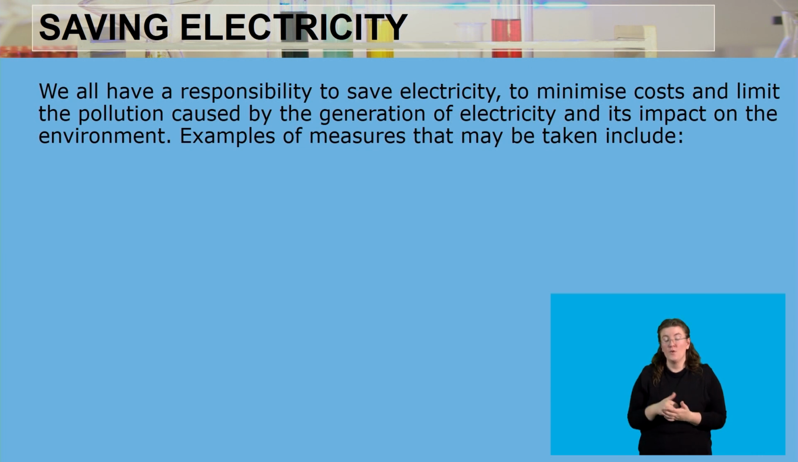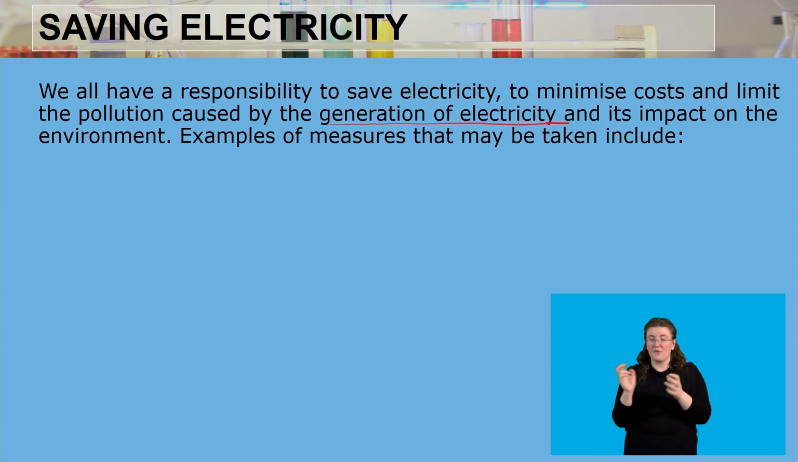So we all have a responsibility to save electricity, to minimize cost and limit the pollution caused by the generation of electricity. We know that in the generation of electricity we are using coal, and coal is causing the pollution. So therefore, when we are saving electricity, we are actually even minimizing the pollution. So we all have that responsibility of saving this electricity so that we can minimize the cost and limit the pollution that is caused by the generation of electricity and its impact on the environment.